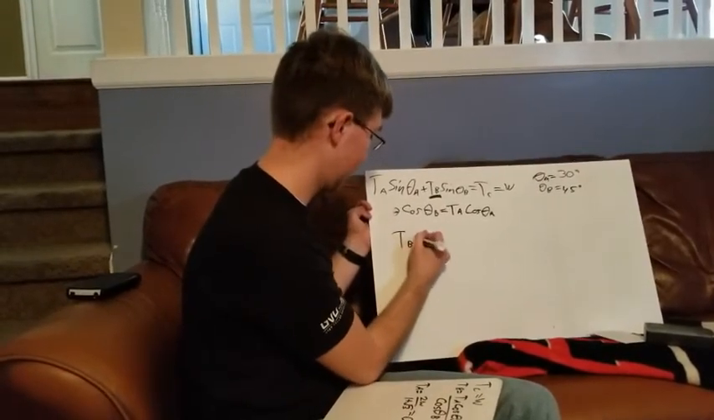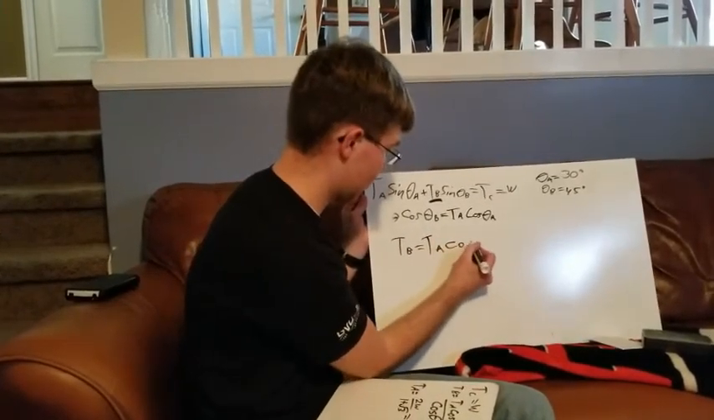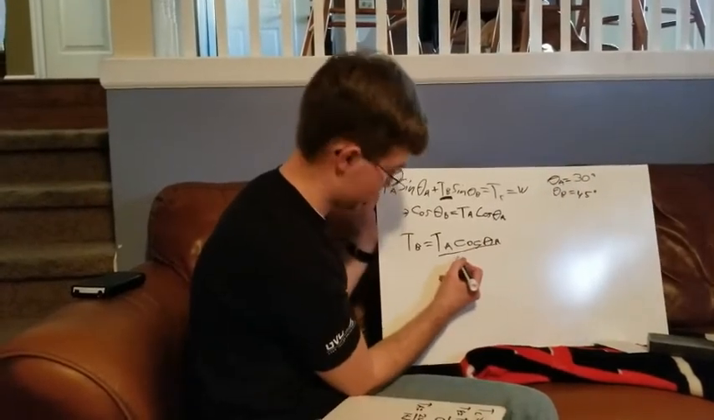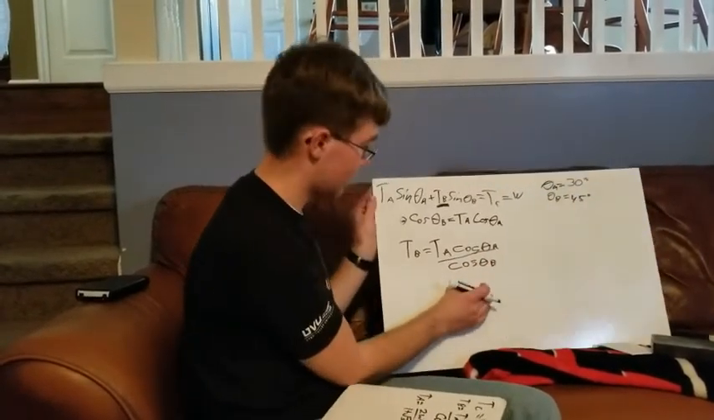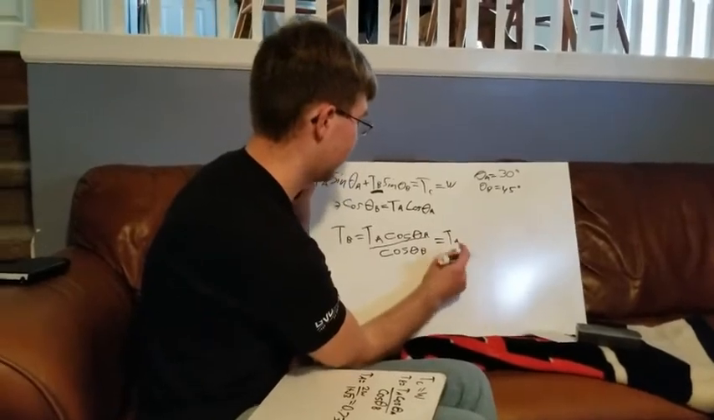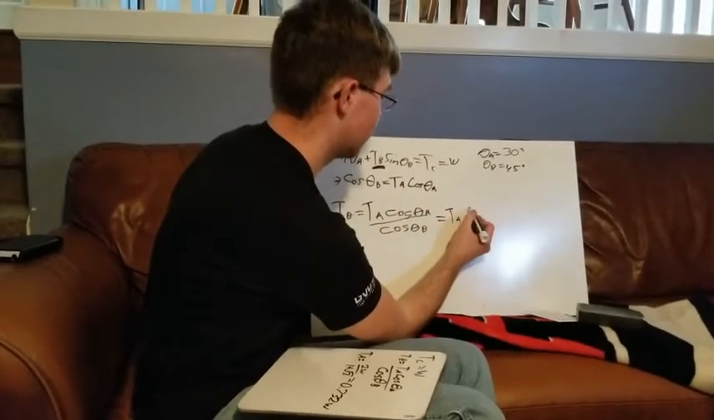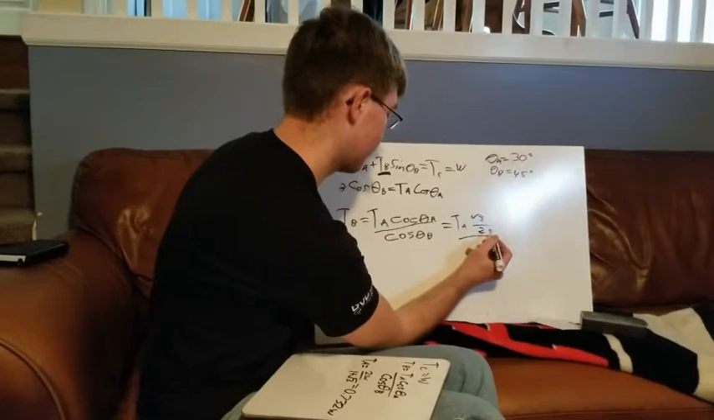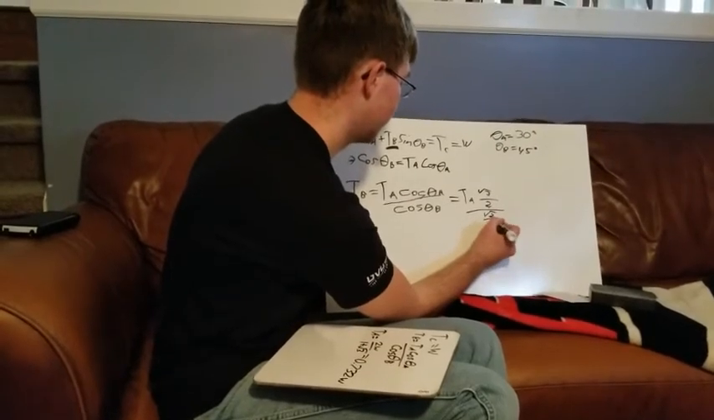Tension B equals tension A cosine of theta A over cosine of theta B. So take my tension A, cosine of 30 degrees is square root of 3 over 2. And cosine of 45 degrees is the square root of 2 over 2.